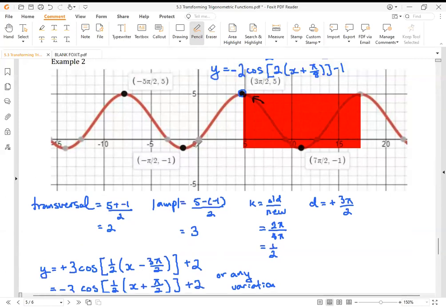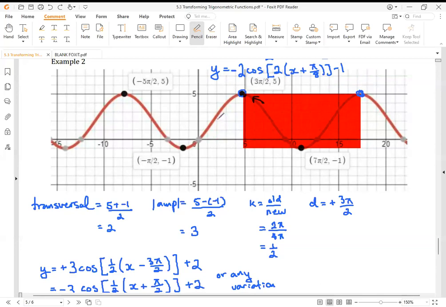This is just as correct as if I shifted to the right by 4 pi, so 11 pi over 2. You could have just as well written here minus 11 pi over 2, and you get full marks because it represents the same function.